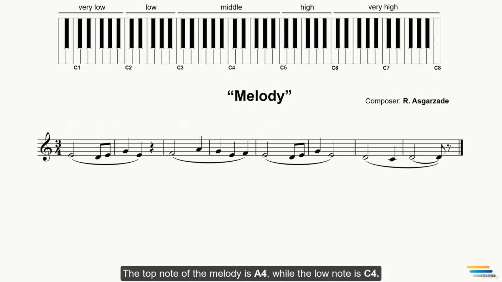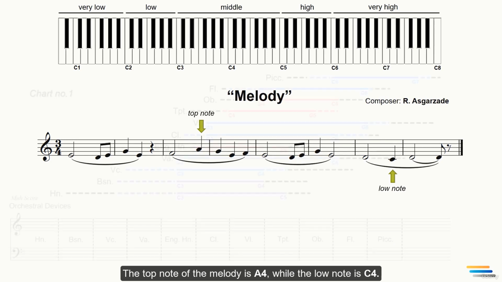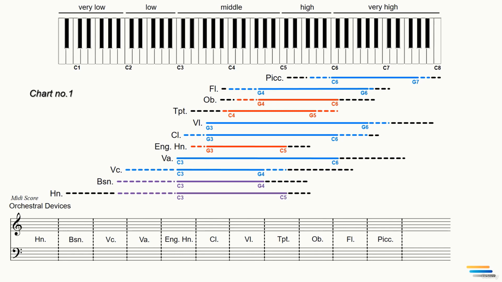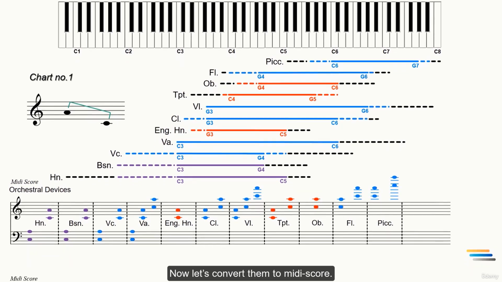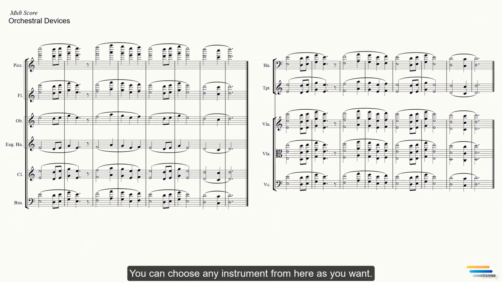The top note of the melody is A4, while the low note is C4. For this melody, I will use the first chord. Here are the possible bass active and unison devices. Now, let's convert them to MIDI score. You can choose any instrument from here as you want.